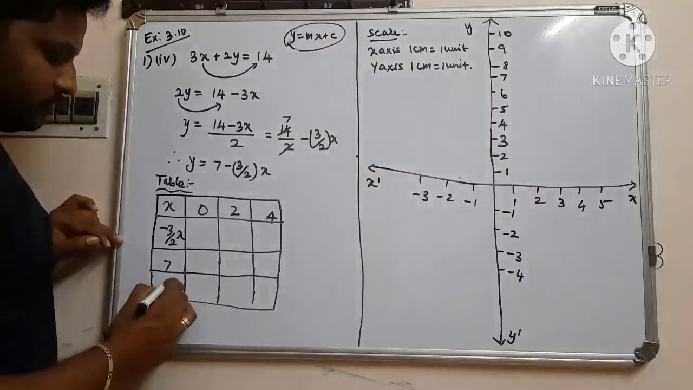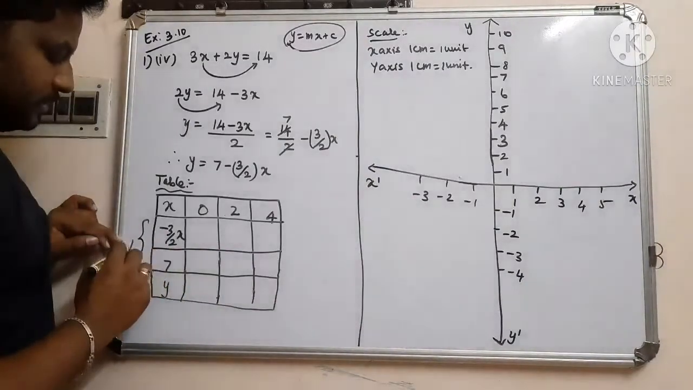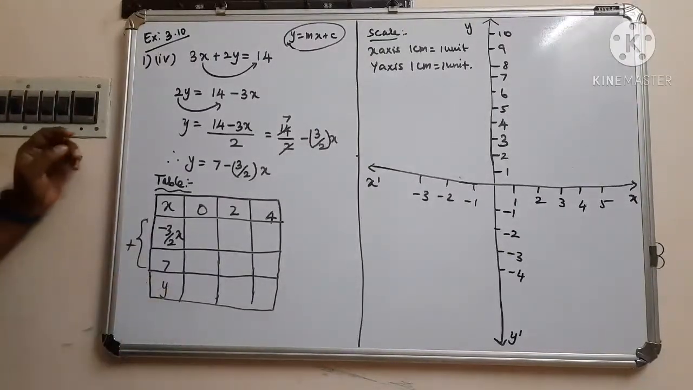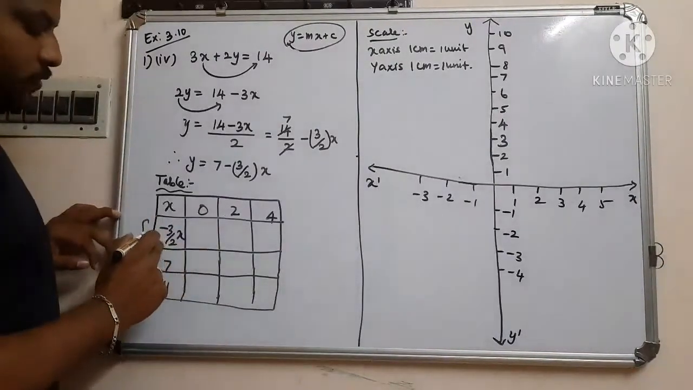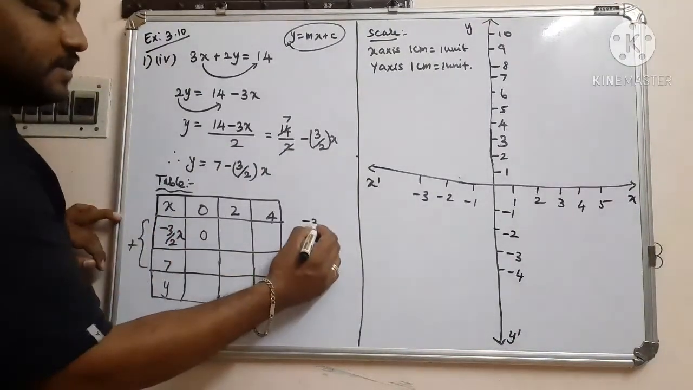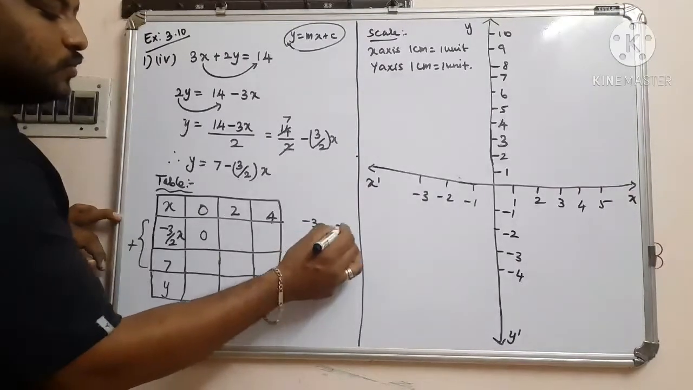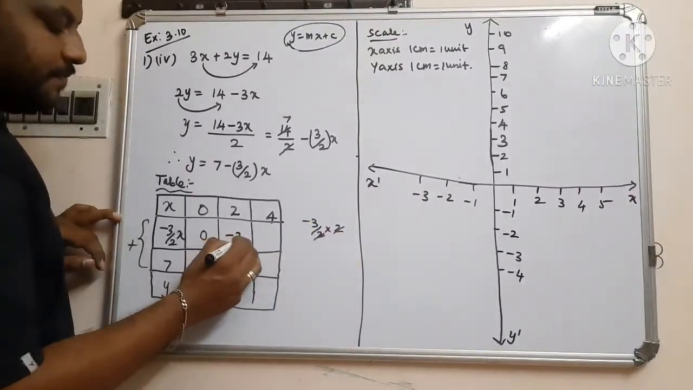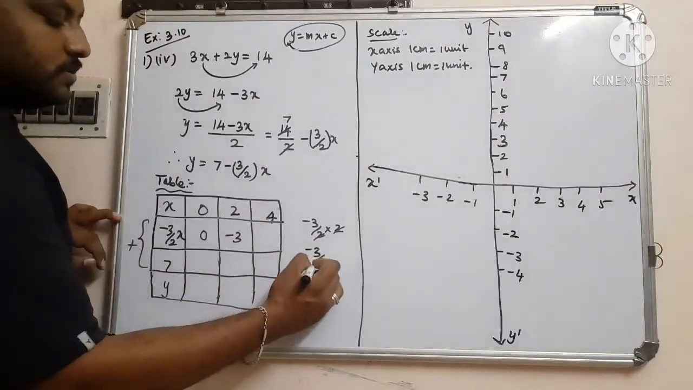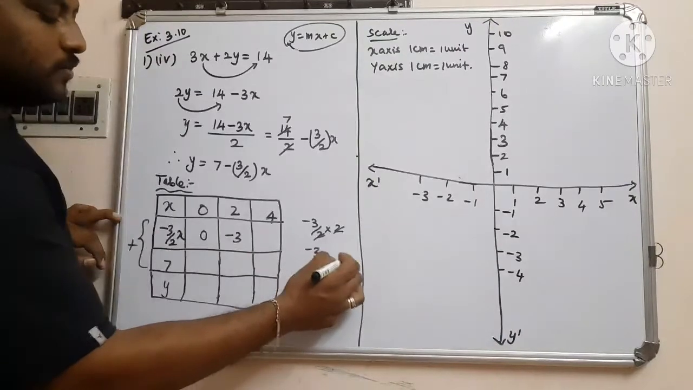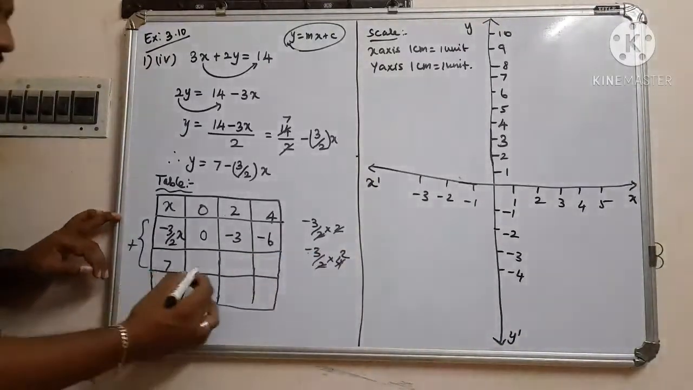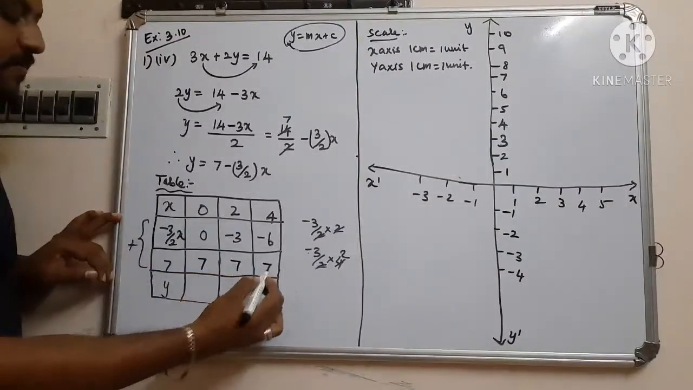At last you have to write y. Y is what? Minus 3 by 2x plus 7 value should be added. That is what? Y value. Now minus 3 by 2 into 0, 0. Minus 3 by 2 into 2. So 2 will be cancelled. Minus 3. And the next one is minus 3 by 2 into 4. 1 2s are 2, 2 2s are 4. So minus 3 into 2, minus 6. Constant value plus 7, plus 7, plus 7.